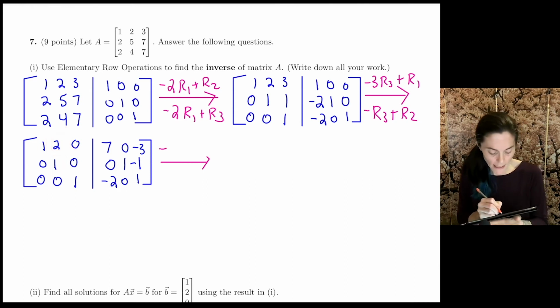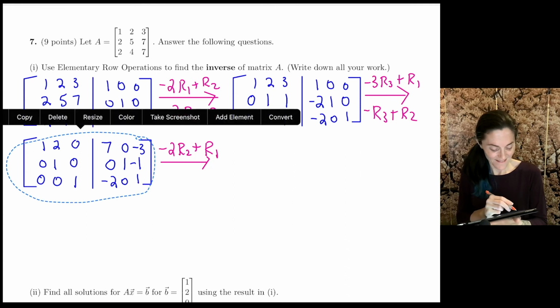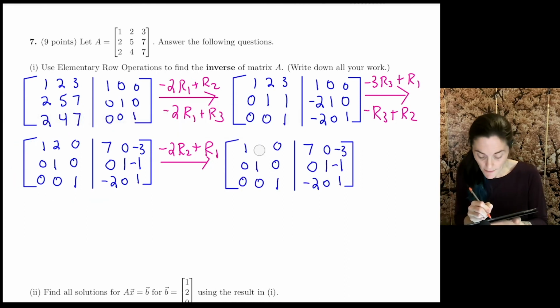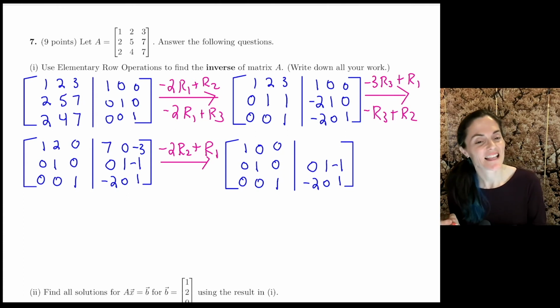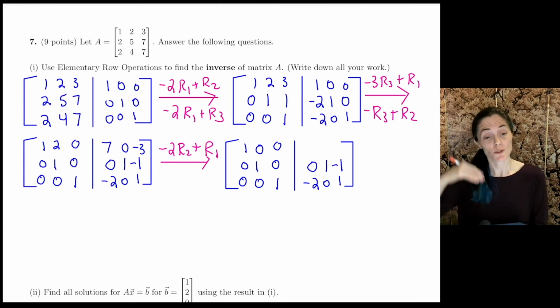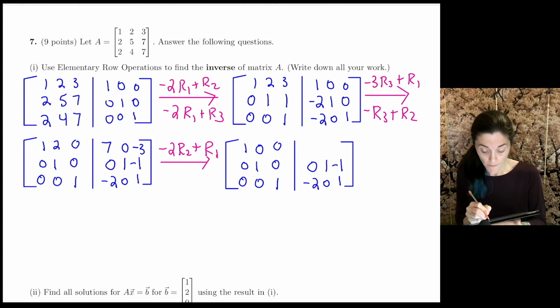So let's take minus 2 row 2, add it to row 1. On the left-hand side, all that changes is we get a 0 here, but I have to be careful on the right-hand side. Right-hand side, minus 2 row 2, added to row 1. I have this 7, I have negative 2, and then I have negative 1.